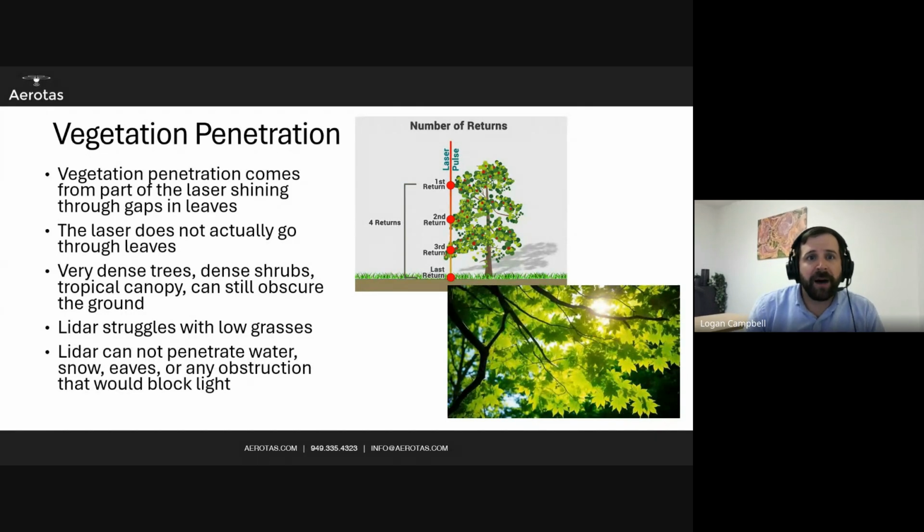Another limitation of LiDAR, just to throw out some other popular beliefs: LiDAR cannot penetrate water, snow, leaves, or any other obstruction that would block light. Again, LiDAR doesn't actually go through anything. It just finds the gaps in it. I should acknowledge there are some very specialized LiDARs that can penetrate water. There's bathymetric LiDAR.